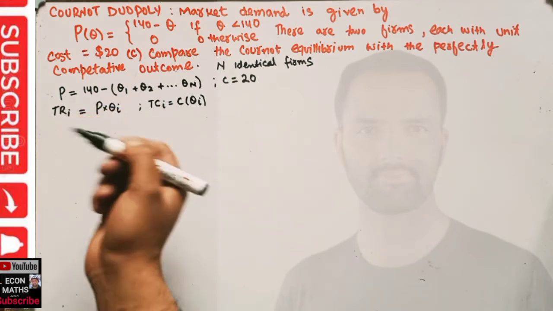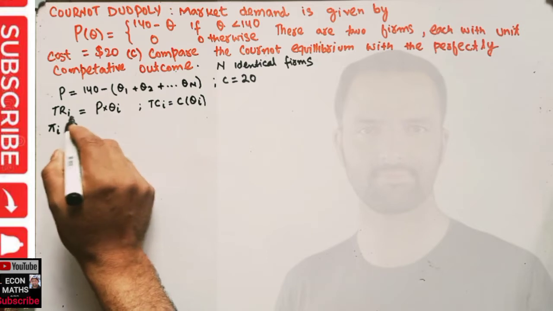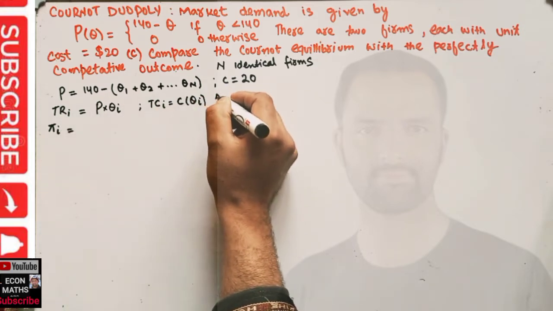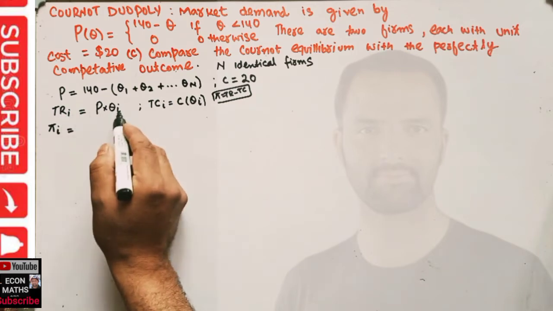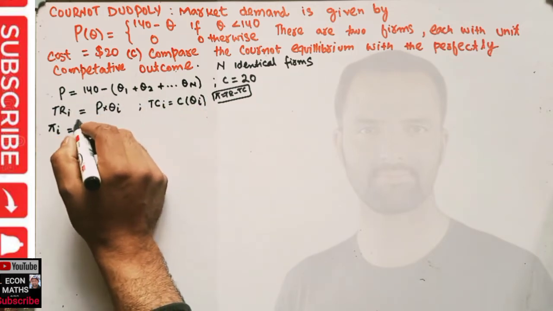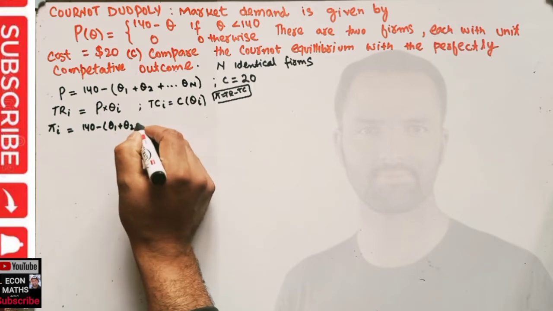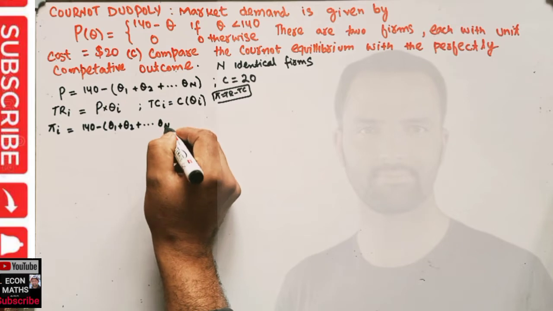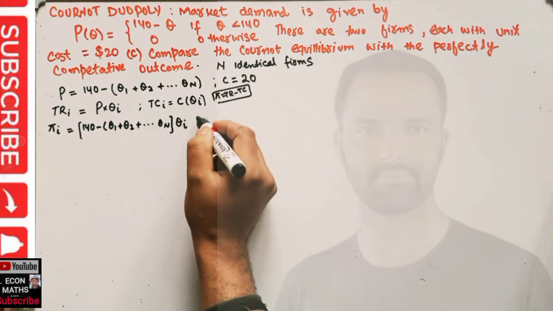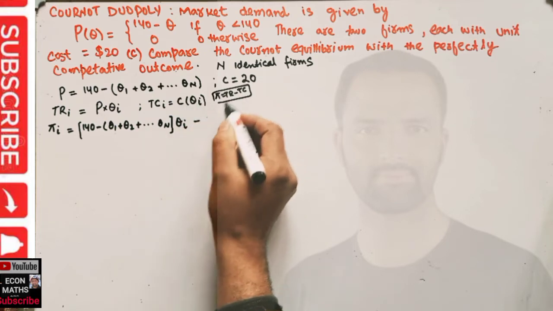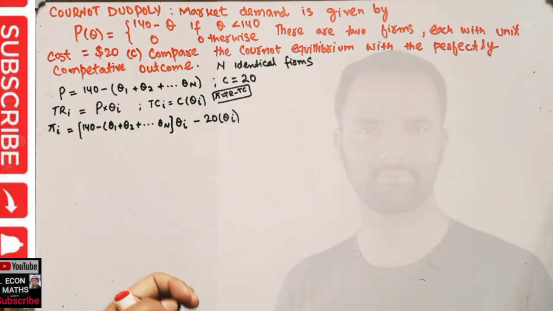Now what will be the profit for the ith firm? Profit for the ith firm is equal to total revenue minus total cost. We know pi is equal to TR minus TC. Total revenue is this P into Qi. So in place of P, I will write this very inverse demand function: 140 minus Q1 plus Q2 plus so on up to Qn. To this we have to multiply Qi. Then we have to subtract the total cost, that is marginal cost 20 into Qi. This is our profit function for the ith firm.